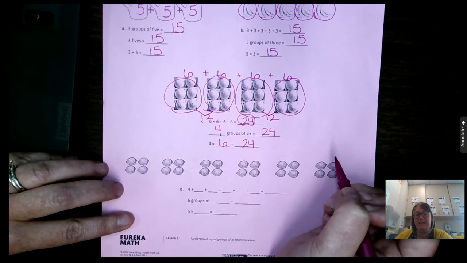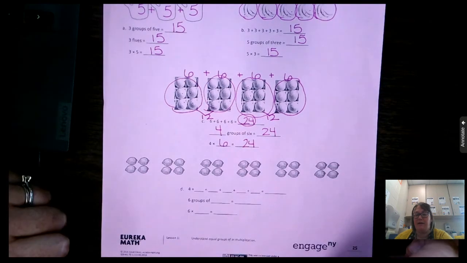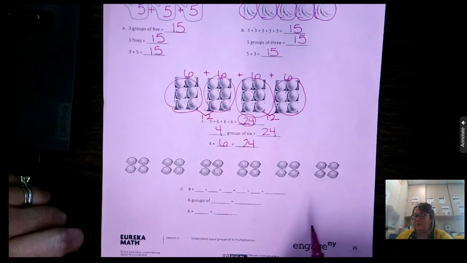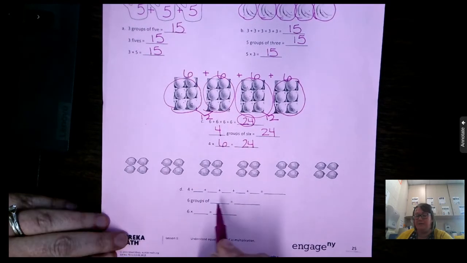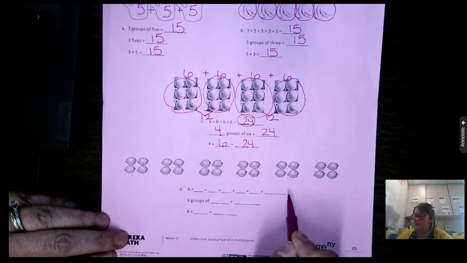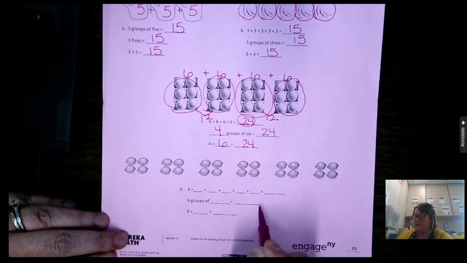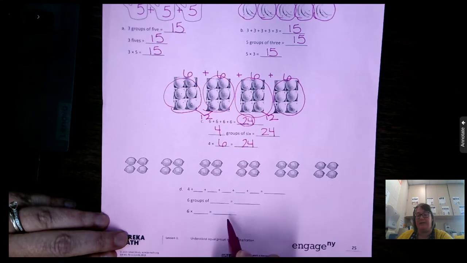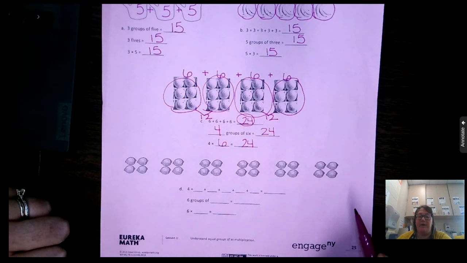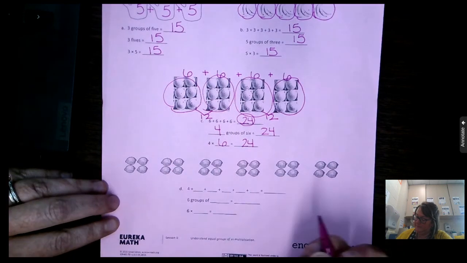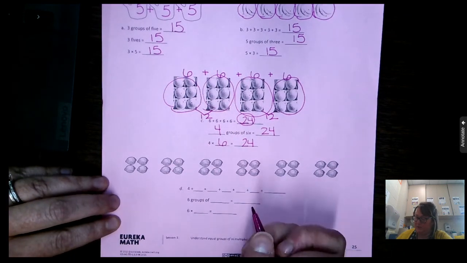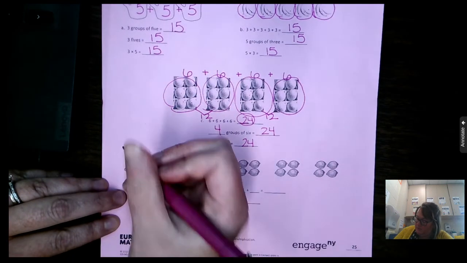Good. I want you to pause the video now, and I want you to try D on your own. So I want you to do exactly what we have done, and I want you to finish filling in this repeated addition sentence, and then finish filling in the multiplication sentence right there. So pause the video and fill those in, and then come back and check your work. I'm just going to work along. I'm hoping that you're paused, so I'm going to go groups of 4.